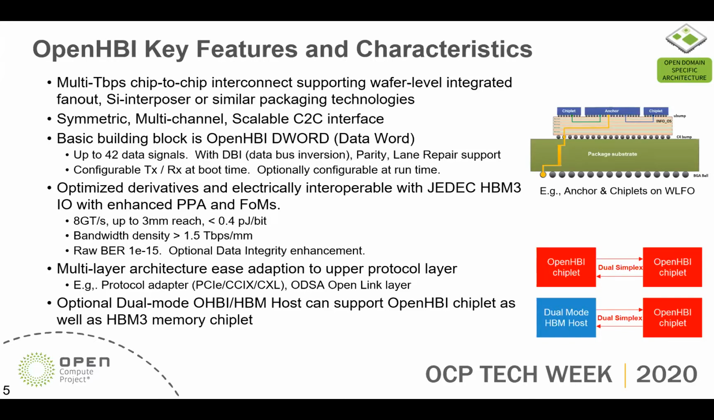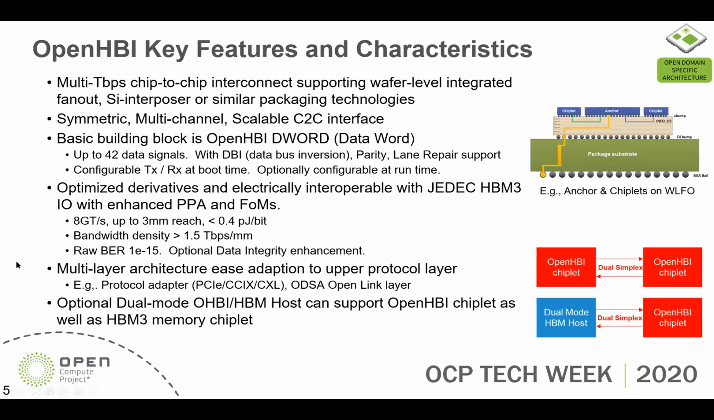Each D word is either TX, a transmit D word, or RX, a receive D word. If an implementation supports a bidirectional D word, then the D word can be configurable as either TX or RX at boot time, and optionally also configurable at runtime. The I/O is an optimized derivative and is electrically interoperable with the JEDEC HBM3 I/O. Data rate is up to 8 gigabit per second, with a nominal reach of up to 3 millimeters and a maximum of 4 as allowed by the spec.